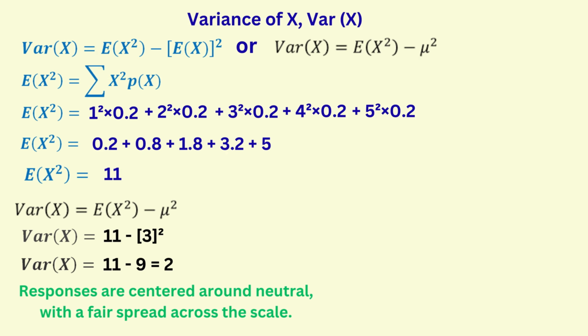From rolling dice to rolling out surveys, discrete uniform distributions are all around us. Anytime outcomes are equally likely.